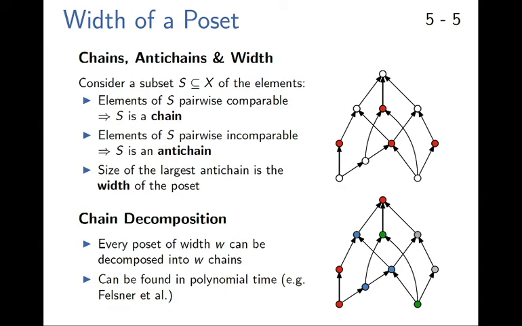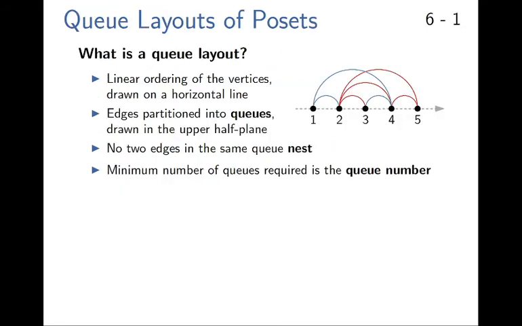Okay, so what we want to do now is take this DAG and turn it into a queue layout. And this parameter of width is very central in our results. What is a queue layout? It is essentially a linear layout. So you line up the vertices from left to right, and the edges are drawn in the upper half plane.